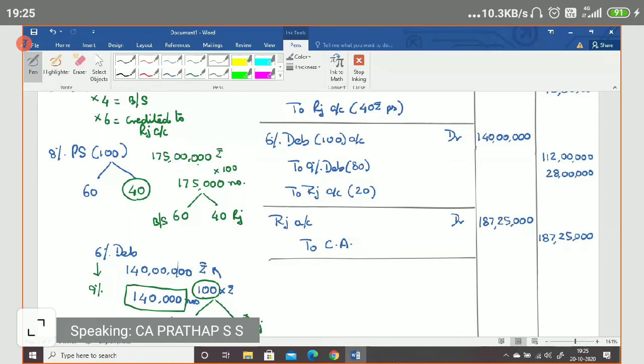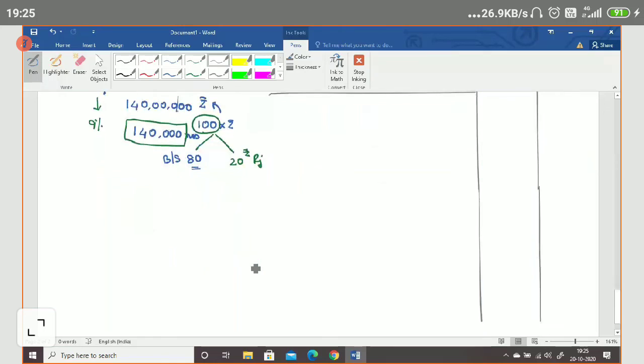So now point number 8. Fixed assets are to be written down to 80%. Fixed assets are to be written down to 80%. So as usual, these are all working notes. On the left hand side, fixed assets. So this will all be working notes.